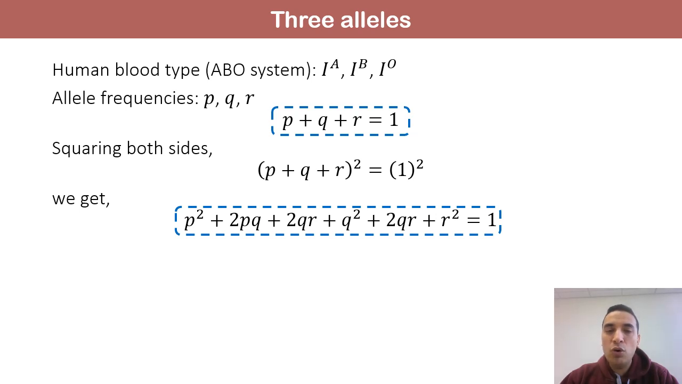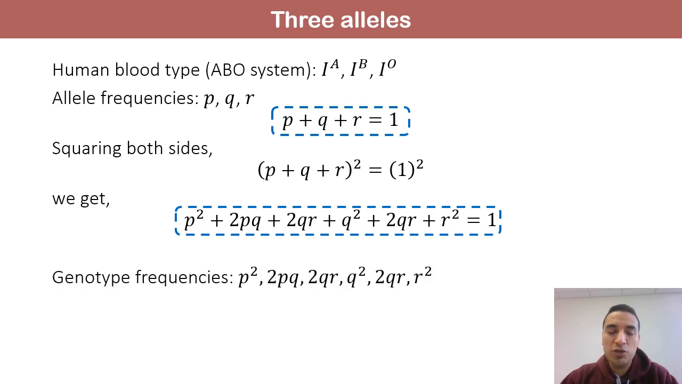You can also add one more, p plus q plus r plus s, and you just expand it, and you would get that answer. So pretty simple stuff at this point. So the genotype frequencies are p squared, 2pq, 2pr, q squared, 2qr, and r squared. Those are the genotype frequencies.